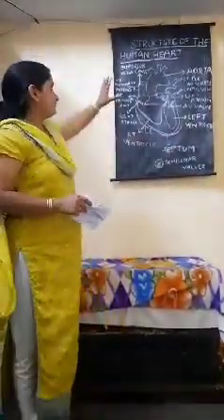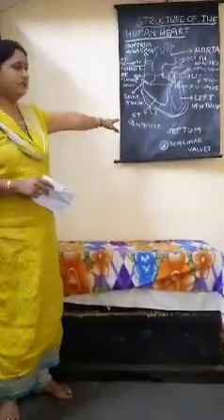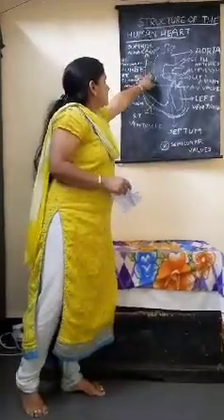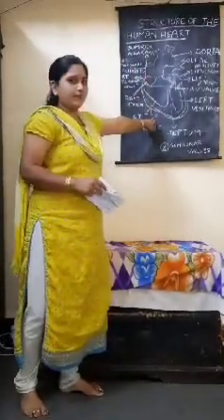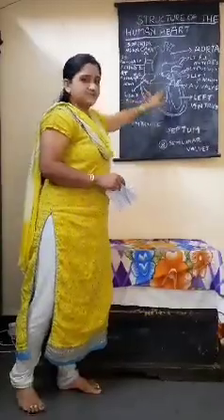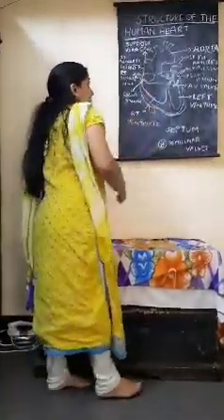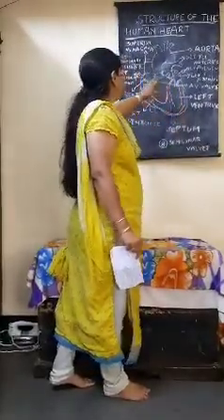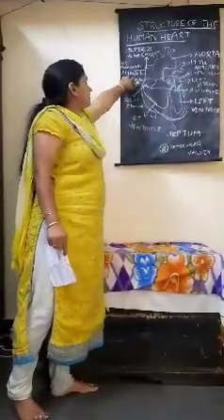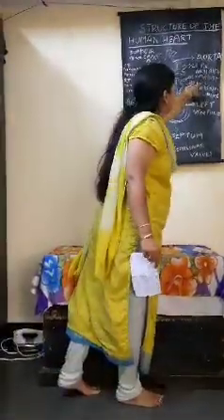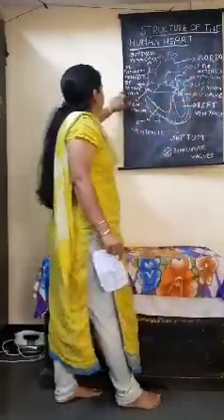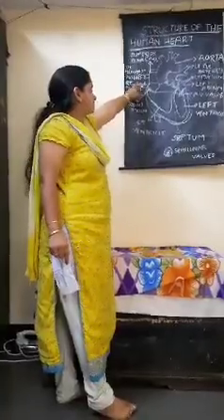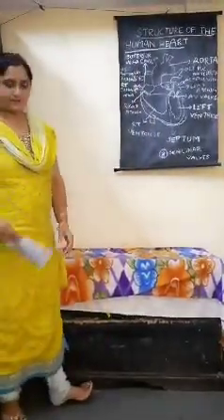Now we'll see the structure of the heart. This is the structure of the heart. Here this is the aorta. This is the superior vena cava. This is the inferior vena cava. This is the right atrium. Here is the right ventricle. Here we can see the left atrium, and here is the left ventricle. These are the pulmonary arteries. Here are the left pulmonary veins, here left pulmonary arteries. Here we can see right pulmonary veins and right pulmonary arteries. So this is the structure of the heart.